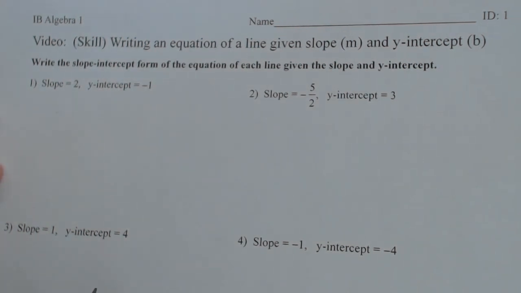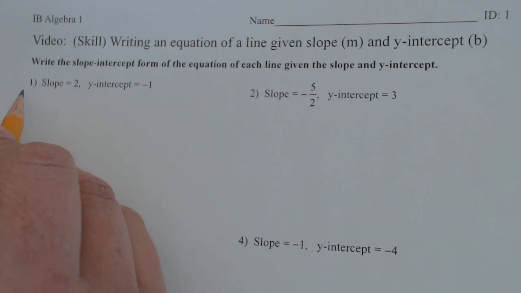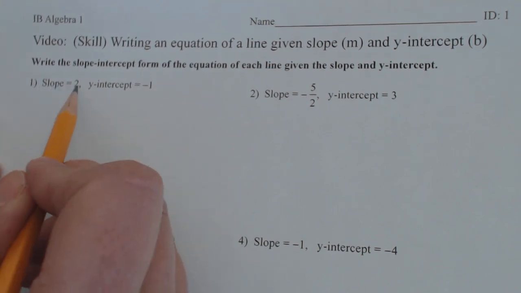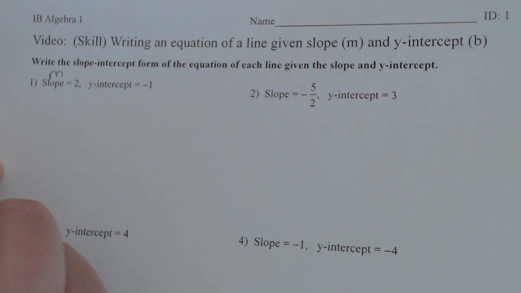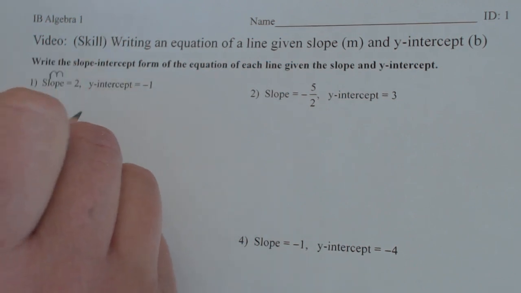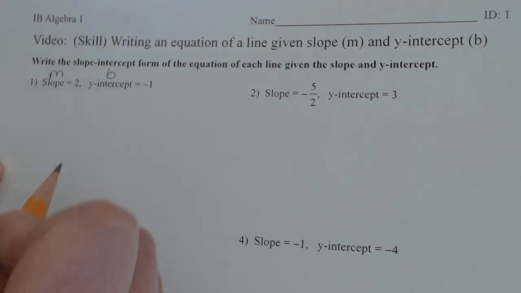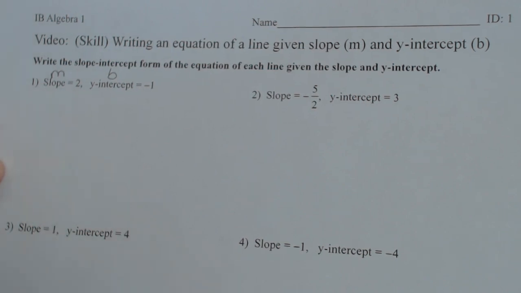So let's go. You picked up this worksheet. It has 6 problems on it. We are going to go through and do all 6. The first one here, it says slope is 2, so I want you to write m over slope because that is the m, which is slope. Y-intercept, that is going to be labeled as b, so we have m and b.